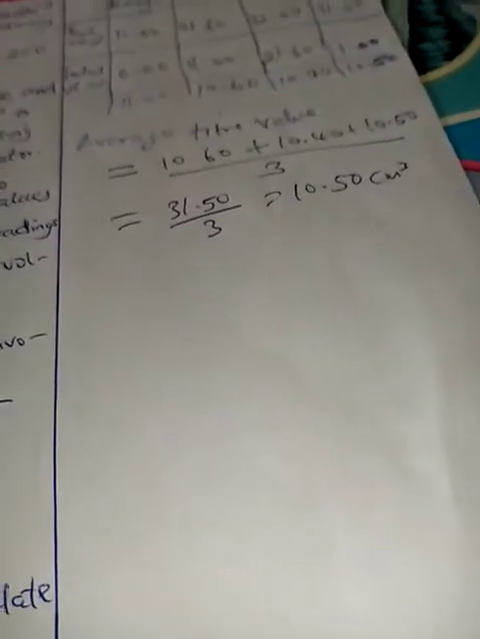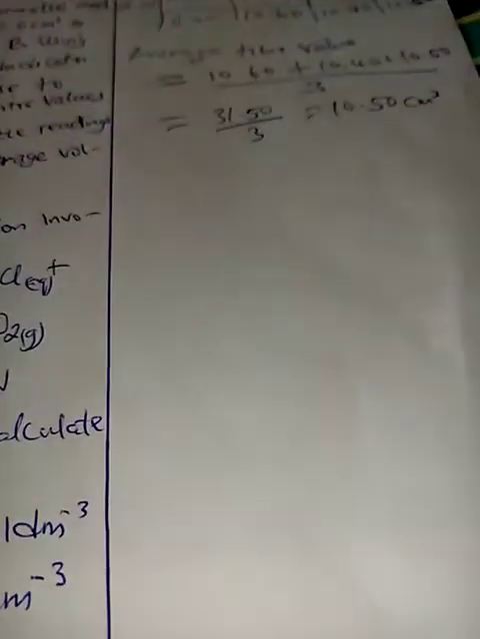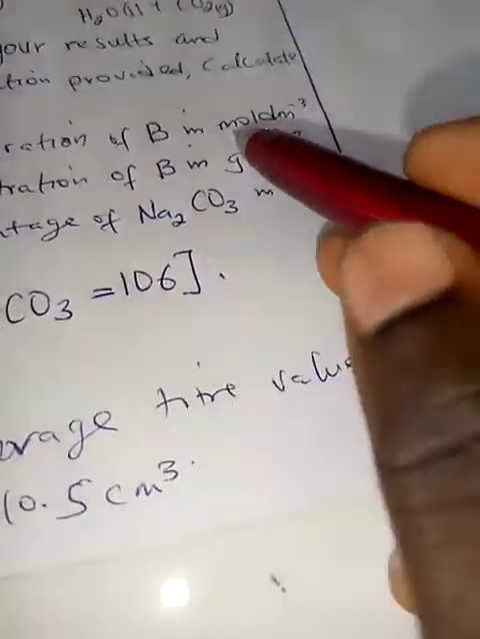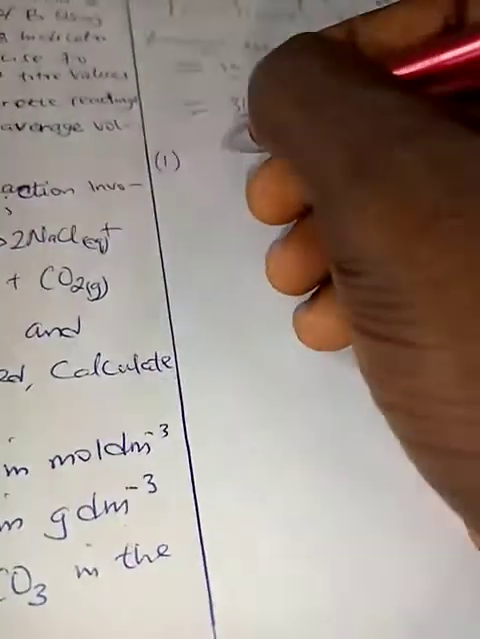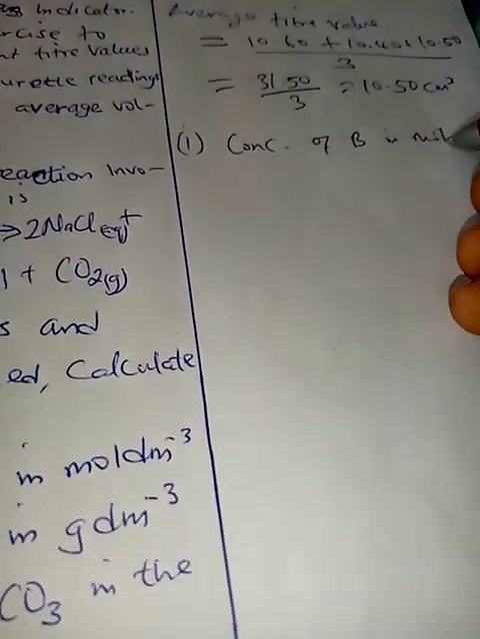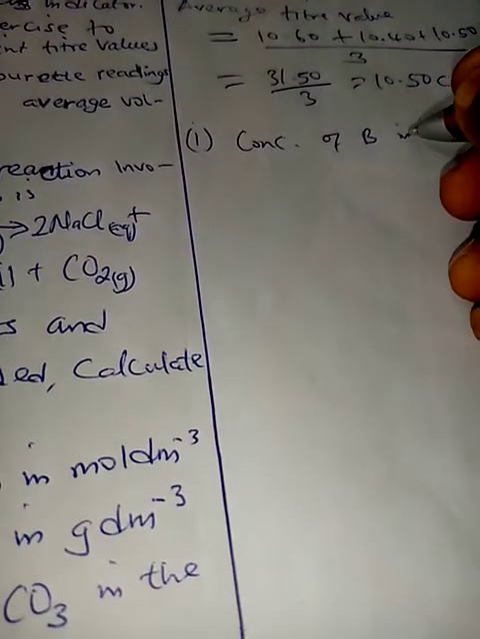So we go back and calculate, so we have gotten this. So this is the first thing that you have to do. Now we have the volume of acid. Now we can go to the first question: concentration of B in mole per dm3. So let's see. Concentration of B in mole per dm3.